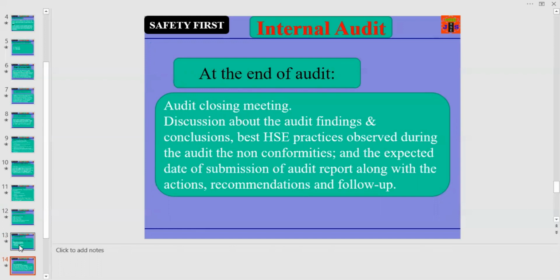At the end of the audit, there is the audit closing or exit meeting. There are discussions about the audit findings and conclusions, best HSE practices observed during the audit, and the non-conformities, and the expected date of submission of the audit report along with the actions, recommendations and follow-up process.